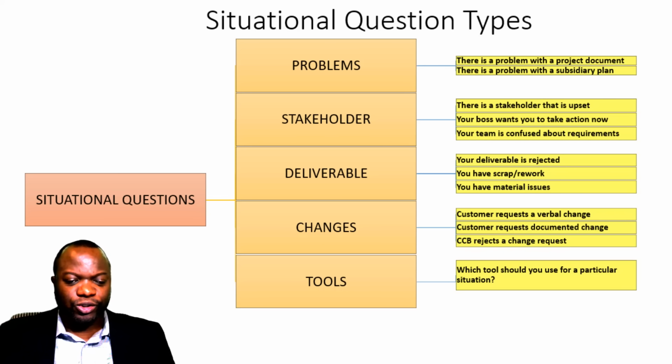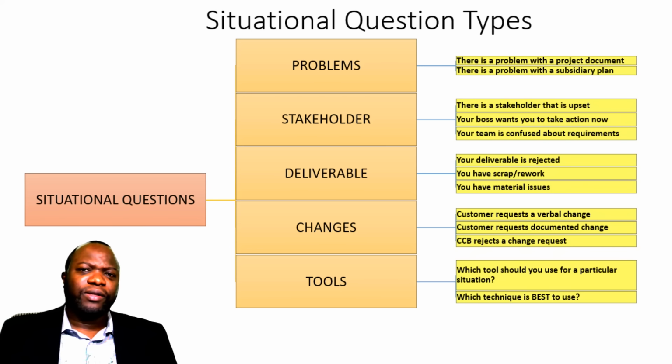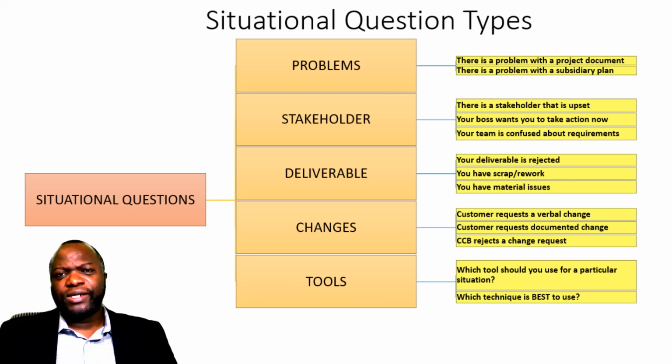So this one, which tool should you use for a particular situation? This is happening. Which tool would you use? Or which technique is the best to use? Think about it. You are brainstorming for ideas. You've got all your ideas. What should you do first? Affinity diagram, nominal group technique, or mind map?